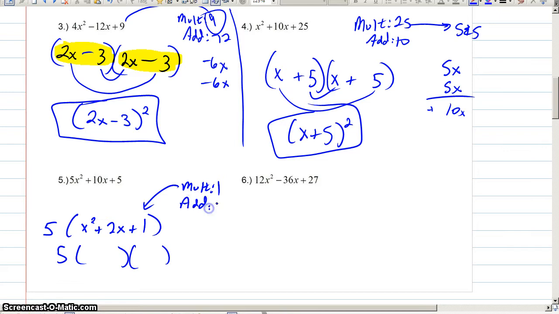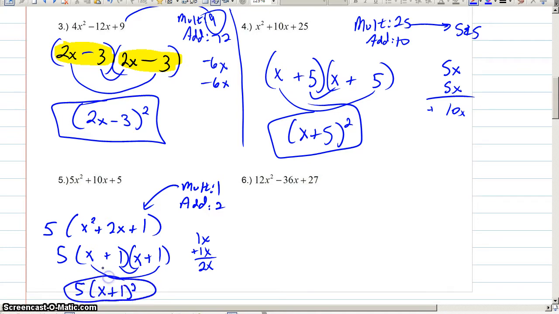and we'd have to add to a 2. And you might realize there aren't too many ways you're going to multiply to a 1. You might just try a 1 and a 1 itself. Look at that, nose, mouth, 1x and 1x add up to a 2x, and make them both positive, of course. 1 times 1 is 1 itself. Final answer, you could write 5 times x plus 1 quantity squared. But you see the importance of checking if there's a greatest common factor.